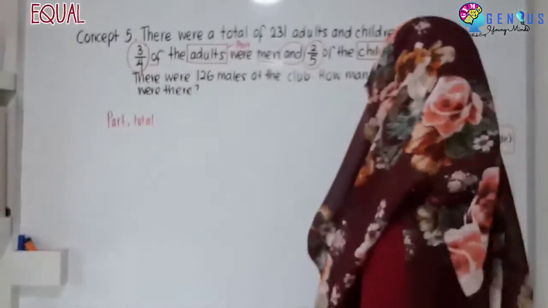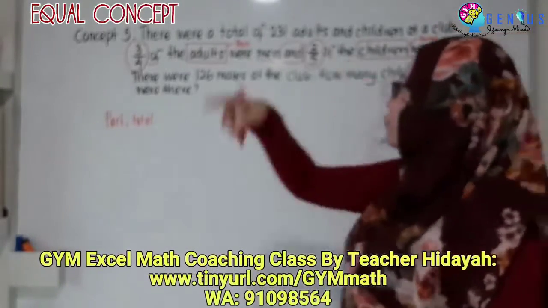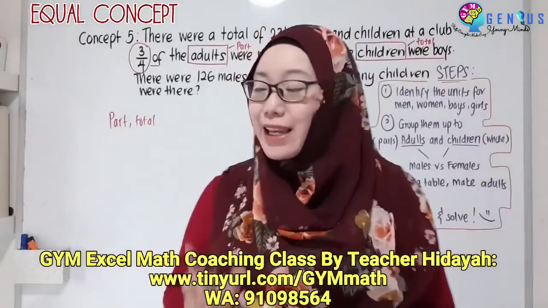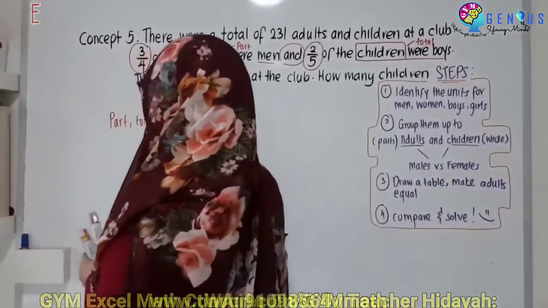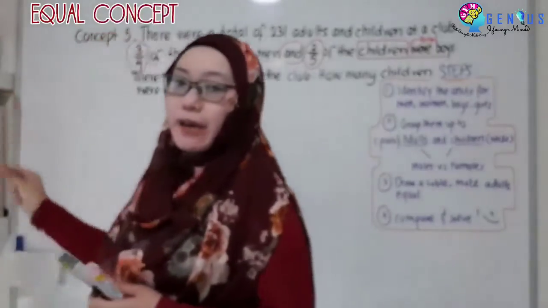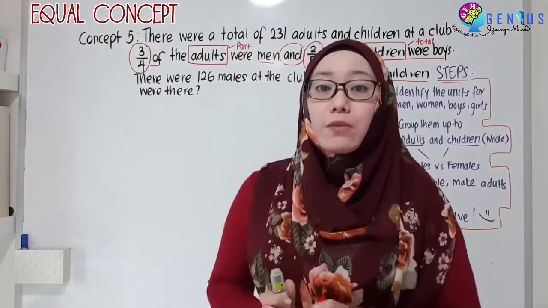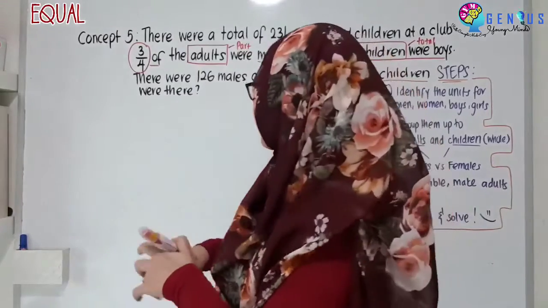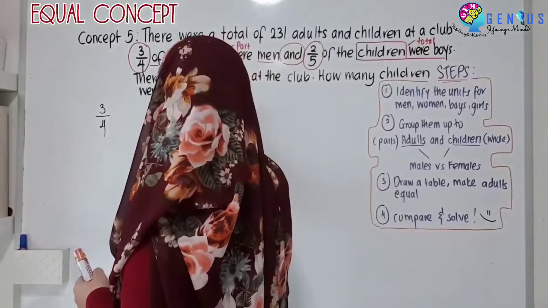So let's look at the steps here. Identify the units for men, women, boys and girls. Have we done that? We haven't. Can we do so? Yes, we can. So let's identify the units. Usually I will inform my students when I have fractions in the question, I will rewrite them, easier for them to see. So we have 3/4 and then we have 2/5.